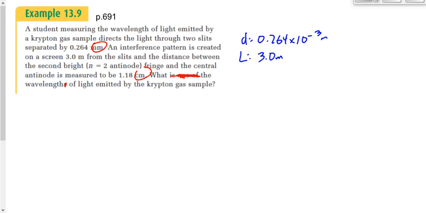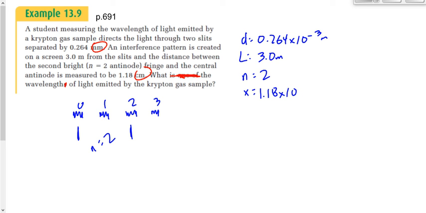Now, second bright fringe, central antinode, first bright fringe, second bright fringe, third one. Central and the second, we're going to say n is equal to 2. And we're going to say x is 1.18 times 10 to the minus 2 meters. If I use that value of x, I just had to be consistent with n. It's lambda. What do you want to do? Probably this one, right? xd over n times L, that second equation.